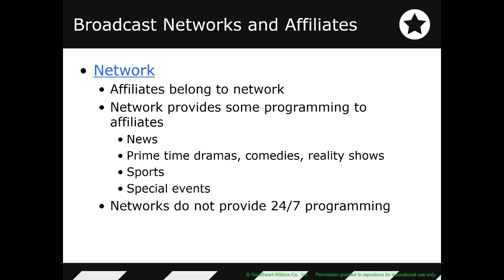Networks usually provide primetime news, so national news. They're the ones providing a morning show. So like for NBC, they're providing the Today Show from 7 to 9, or I think it's like 7 to 10 or something like that. They're providing them big time TV shows.